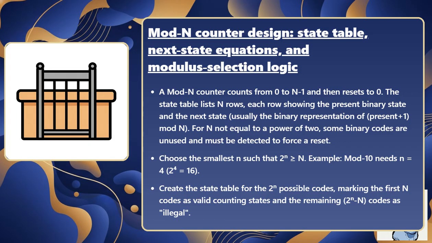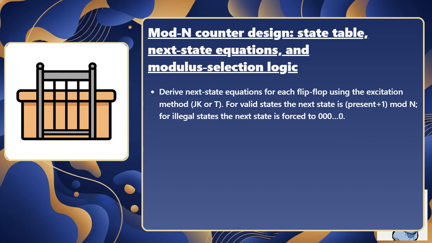Create the state table for the 2 to the n possible codes, marking the first N codes as valid counting states and the remaining 2 to the n minus N codes as illegal. Derive next state equations for each flip-flop using the excitation method, JK or T. For valid states, the next state is present plus 1 mod N. For illegal states, the next state is forced to all zeros.